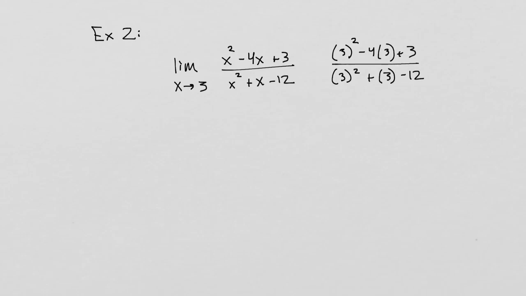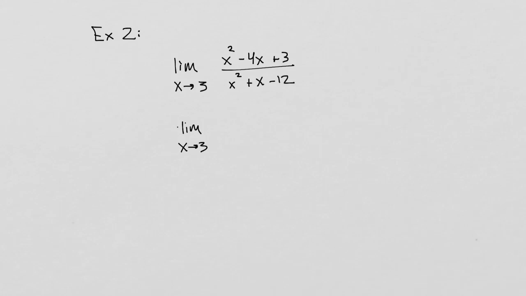I've plugged 3 everywhere in for x. And I get 0 divided by 0. Again, indeterminate form. I cannot determine what is going on. So I am stuck. Only not really. We go to step 2 and we see if we can algebraically manipulate this thing to change it so that we can find out what the answer is.